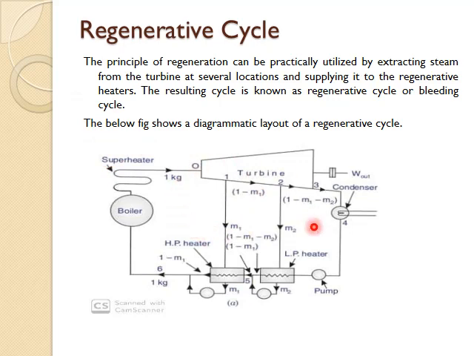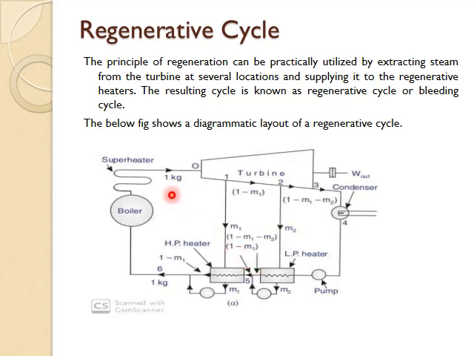Here you can have a look at a regenerative cycle. The principle of regeneration can be practically utilized by extracting steam from the turbine at several locations and supplying it to the regenerative heaters. The resulting cycle is known as regenerative cycle or bleeding cycle. The figure shown below is a schematic diagram for the regenerative cycle.